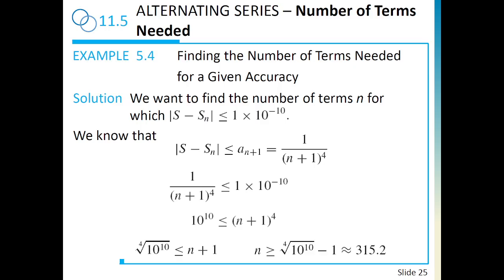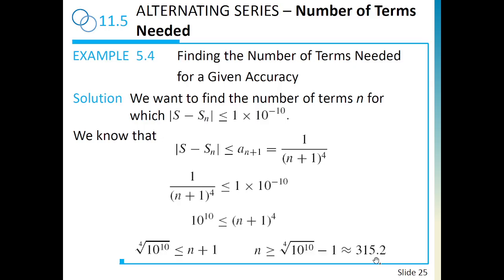So let's solve this for n. So we shift this to the other side, because you have a negative exponent, it will come up. This guy goes to the other side. Now we need to find n. So in this case, it's not too complicated. Sometimes we need to plug in numbers for n, but in this case, it's not so complicated. We can take the fourth root on both sides. So we get this, and then we subtract 1. So we get n needs to be at least this number here. So we round up to the next whole number, because it's the number of terms. So it will be 316 terms.